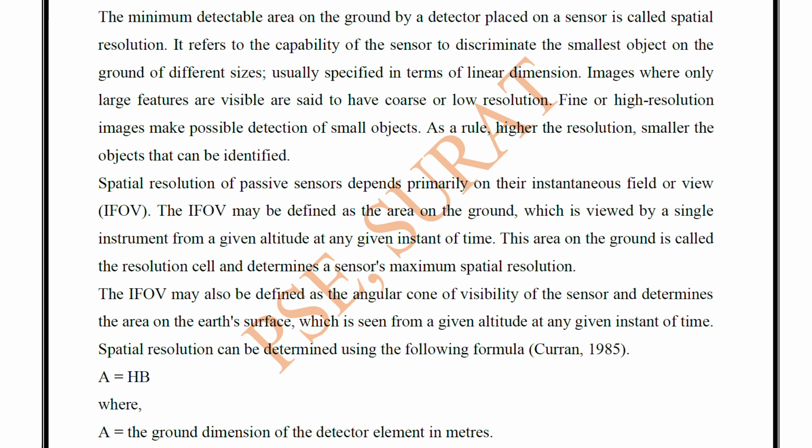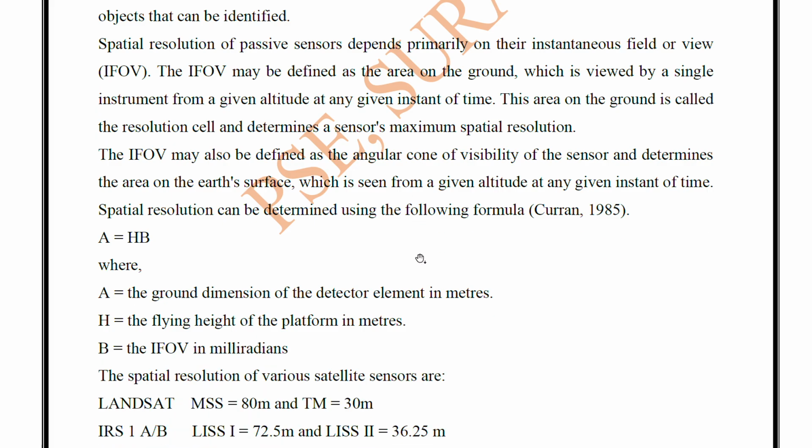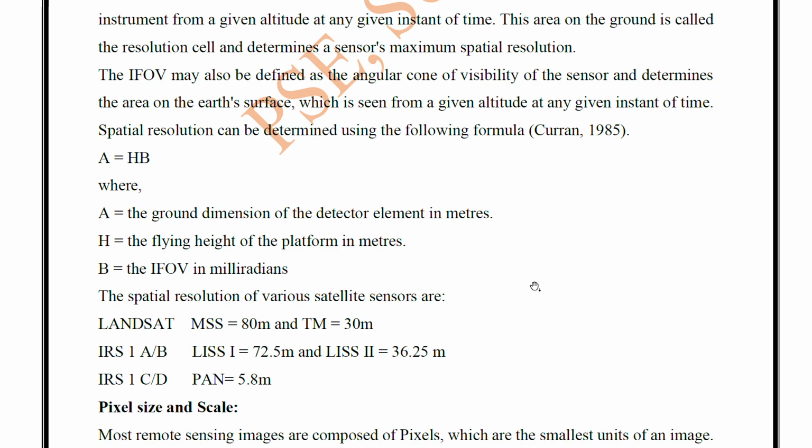Spatial resolution can be determined using the following formula. A is equal to H times B, where A is the ground dimension of the detector element in meters, H is the flying height of the platform in meters, and B is the IFOV in milliradians.